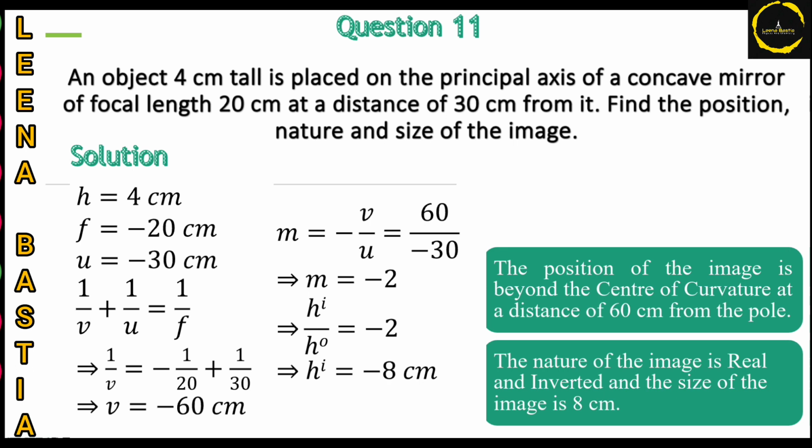An object 4 cm tall is placed on the principal axis of a concave mirror of focal length 20 cm at a distance of 30 cm from it. Find the position, nature and size of the image.